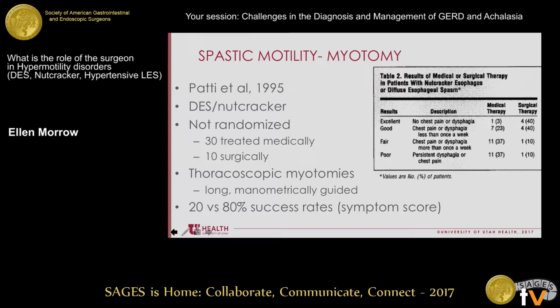They were performing thoracoscopic myotomies at that time, and that means that they were able to perform very long myotomies into the chest, and they were also using manometric guidance. So they had their preoperative manometry studies, and they were able to ensure that the myotomies went over the whole length of the spastic area of the esophagus. They found that there was a 20% success rate in terms of symptomatic relief in the medically managed group and an 80% success rate for the surgically managed group.